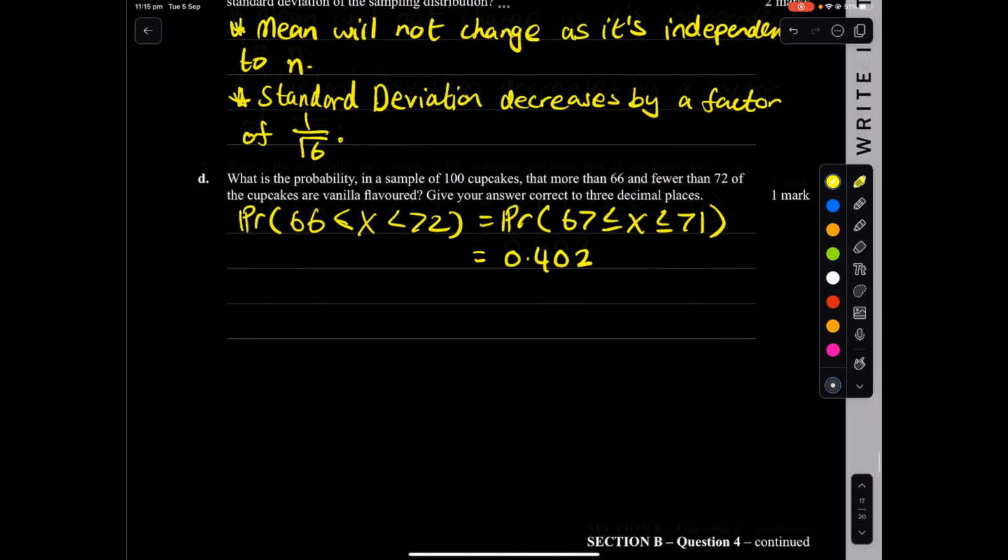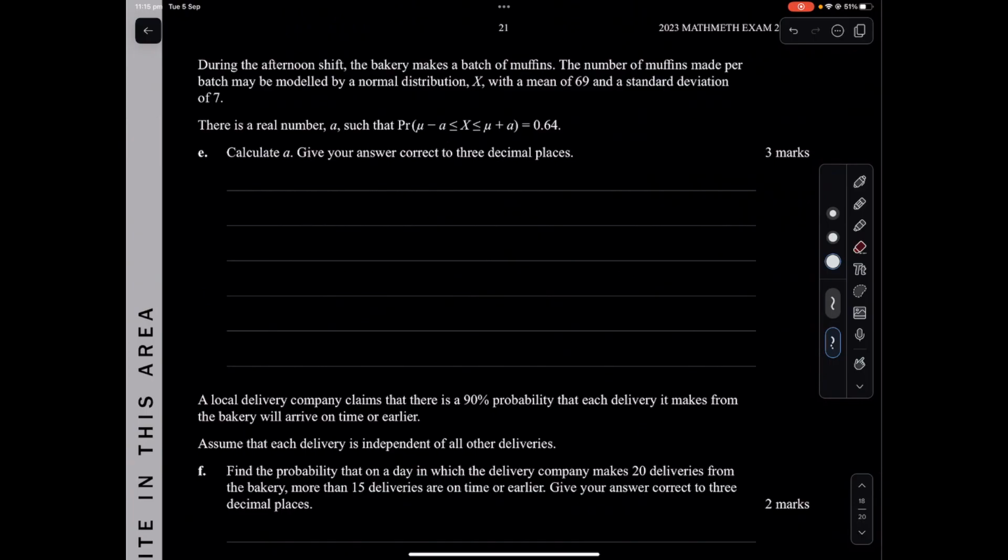Done. During the afternoon shift, the bakery makes a batch of muffins. The number of muffins made per batch may be modelled by the normal distribution X with a mean of 69 and a standard deviation of 7. There is a real number a such that the probability that X is within a of the mean is 0.64. Doesn't it just mean 1 standard deviation? Here, they're trying to trick you. Normally it would be 1 standard deviation from the mean if this was 0.68, not 0.64.